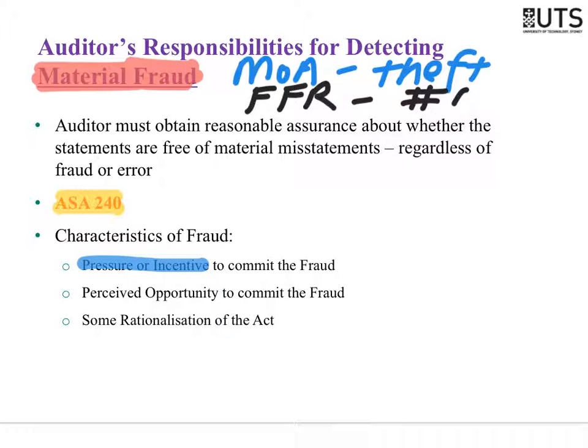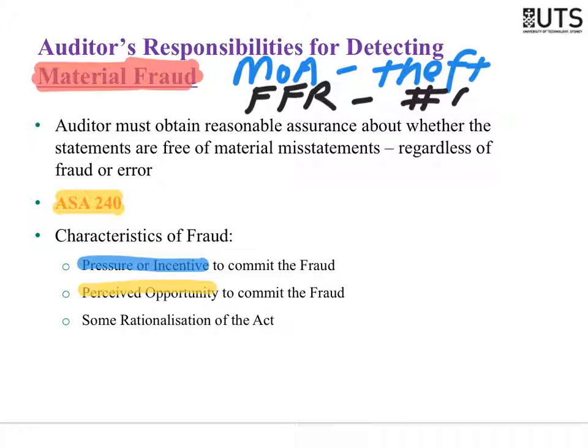The next element is there is a perceived opportunity. Oh, you know what? Let me give you one more incentive, actually. If someone really likes designer handbags or designer shoes or designer clothes, that might be an incentive to commit fraud as well, okay? Next one, perceived opportunity. What does that mean? They had an opportunity to commit the fraud, okay? They had access to the system to go and manipulate the numbers. They had access to the cash register to open it and take out the cash. They knew that no one was going to check. All of these instances, they're all opportunities to commit fraud.